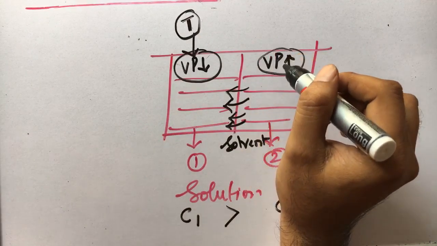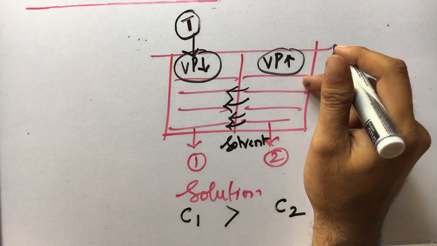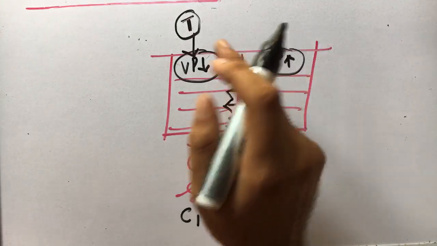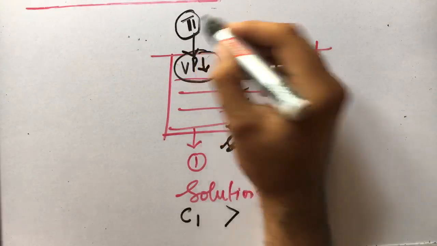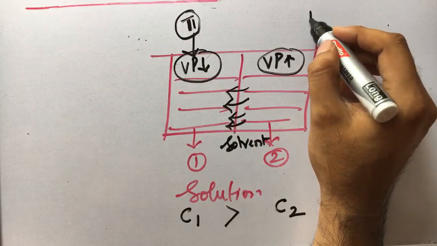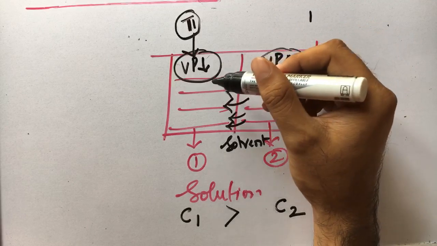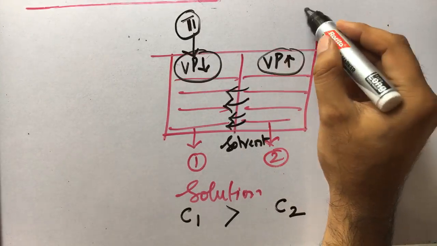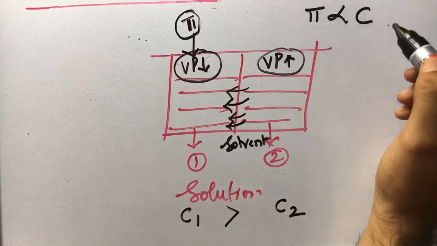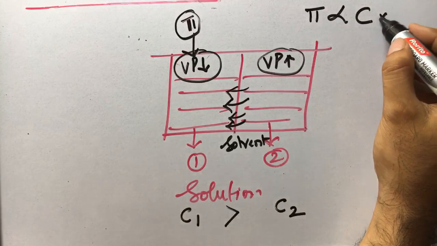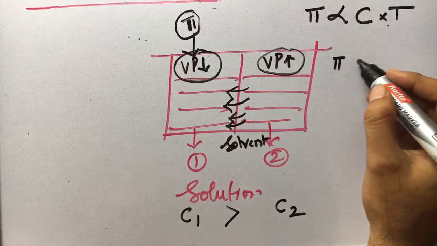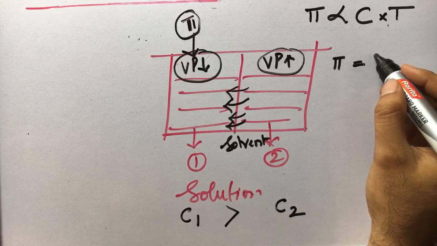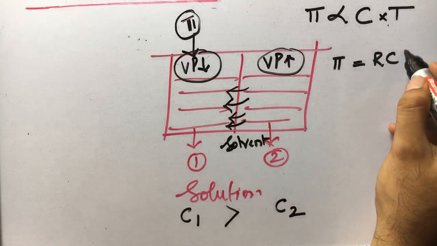Now can you tell me, if I connect this to pure solvent in two different cases, which one would have the higher osmotic pressure? You should know that the higher the concentration of the solution, the higher the pressure. So pi is directly proportional to the molar concentration, and it also depends on temperature. Therefore pi is equal to some constant R into C into T.